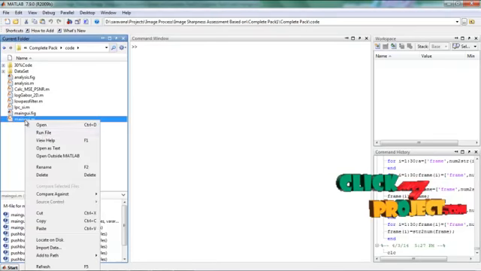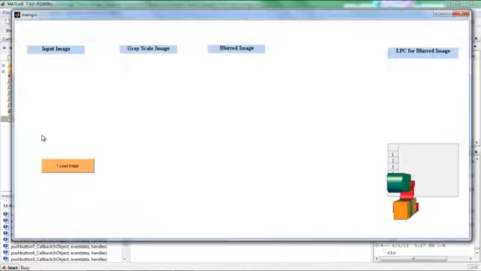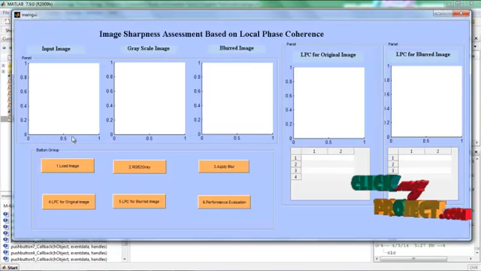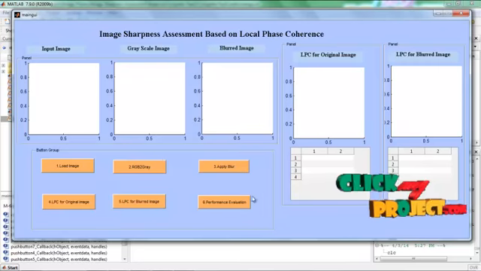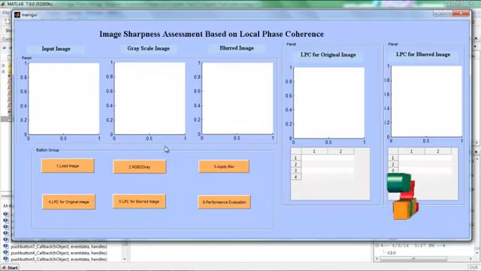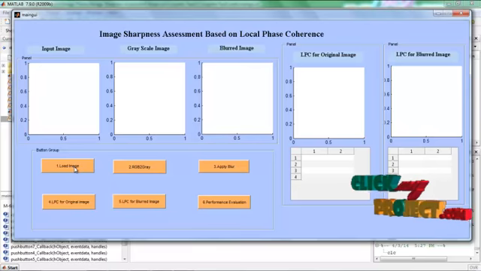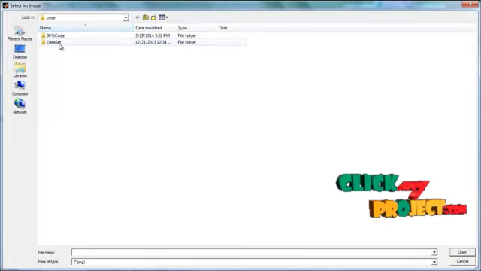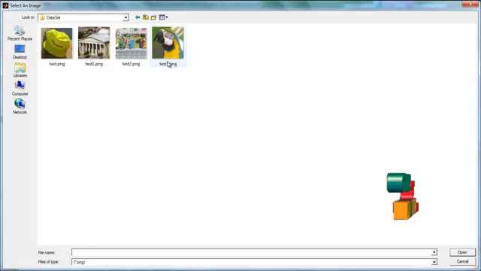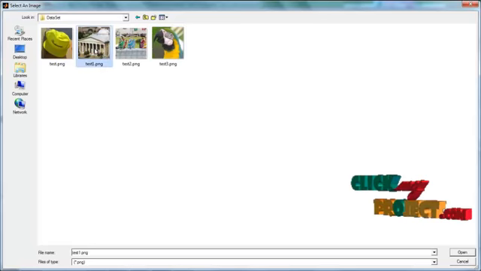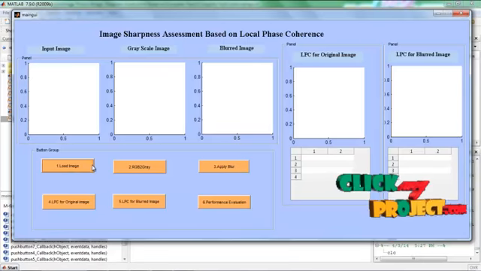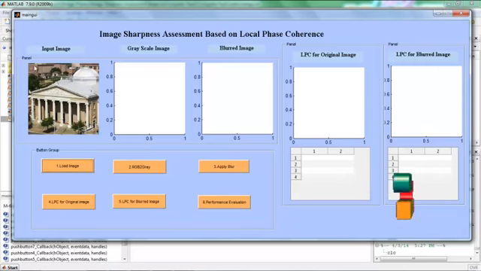Run main guide.m file. A new guide window appears. These are the push buttons and these are the axes to display the images. Initially, I load the test image by pressing this push button. Select the database. Select any one of the images from this gallery. The input image is displayed in the first axis.